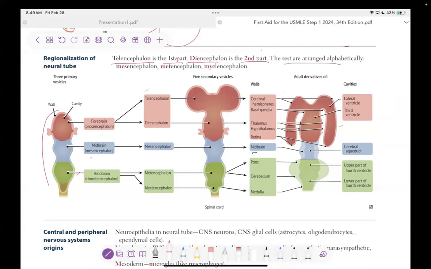The rest are arranged alphabetically. Mesencephalon, metencephalon, myelencephalon. Either way, whichever is easy for you. I didn't use this mnemonic, but I had my own mnemonic because that was making it easier for me, right?